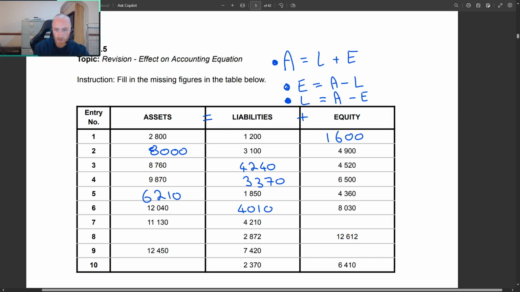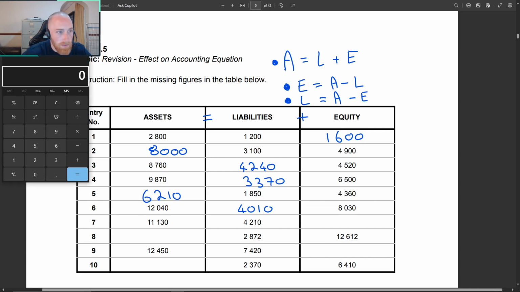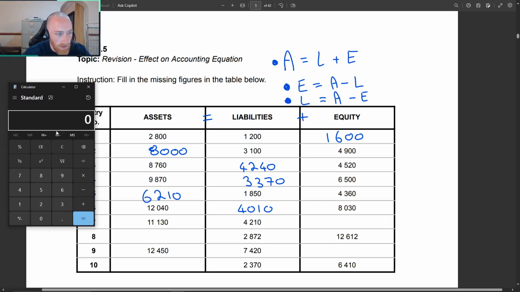The next one, we do not have the equity, but we do have the assets and the liabilities. Equity is equal to assets minus liabilities. So let's do that one on a calculator here to make it easier, because this one's a little bit more tricky. 11,130 minus 4,210 is equal to 6,920.